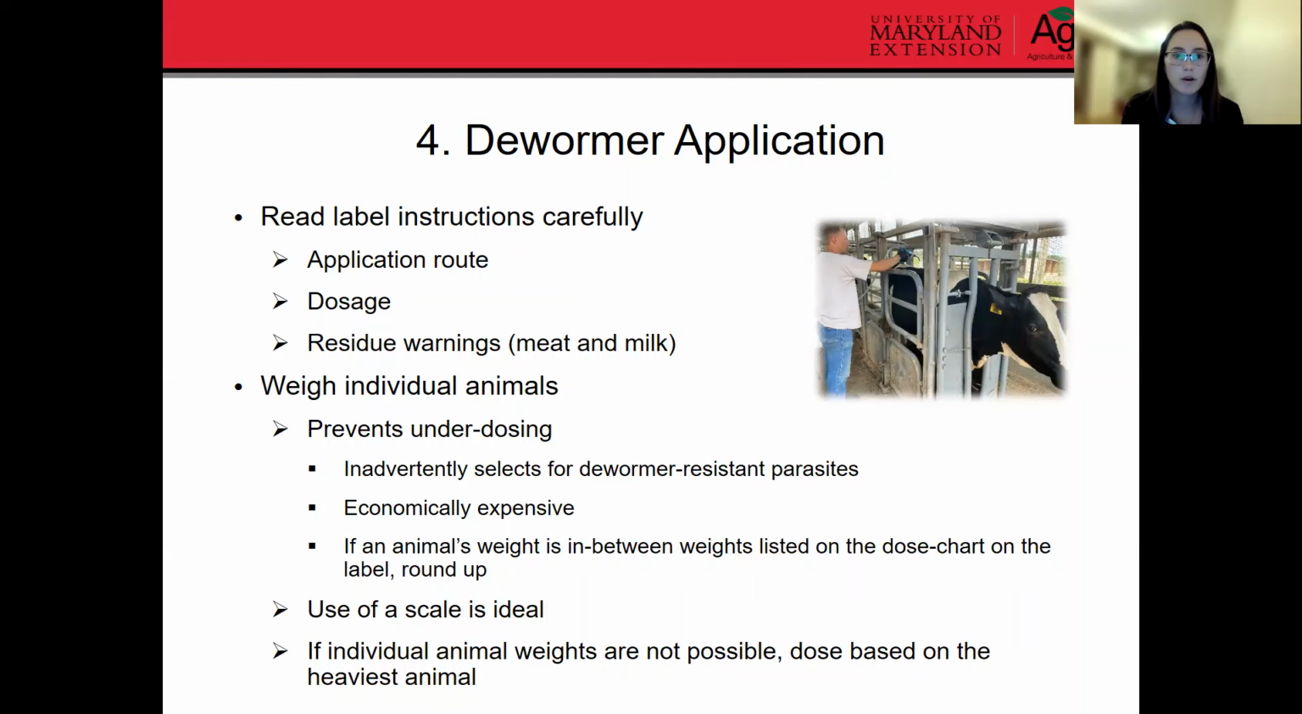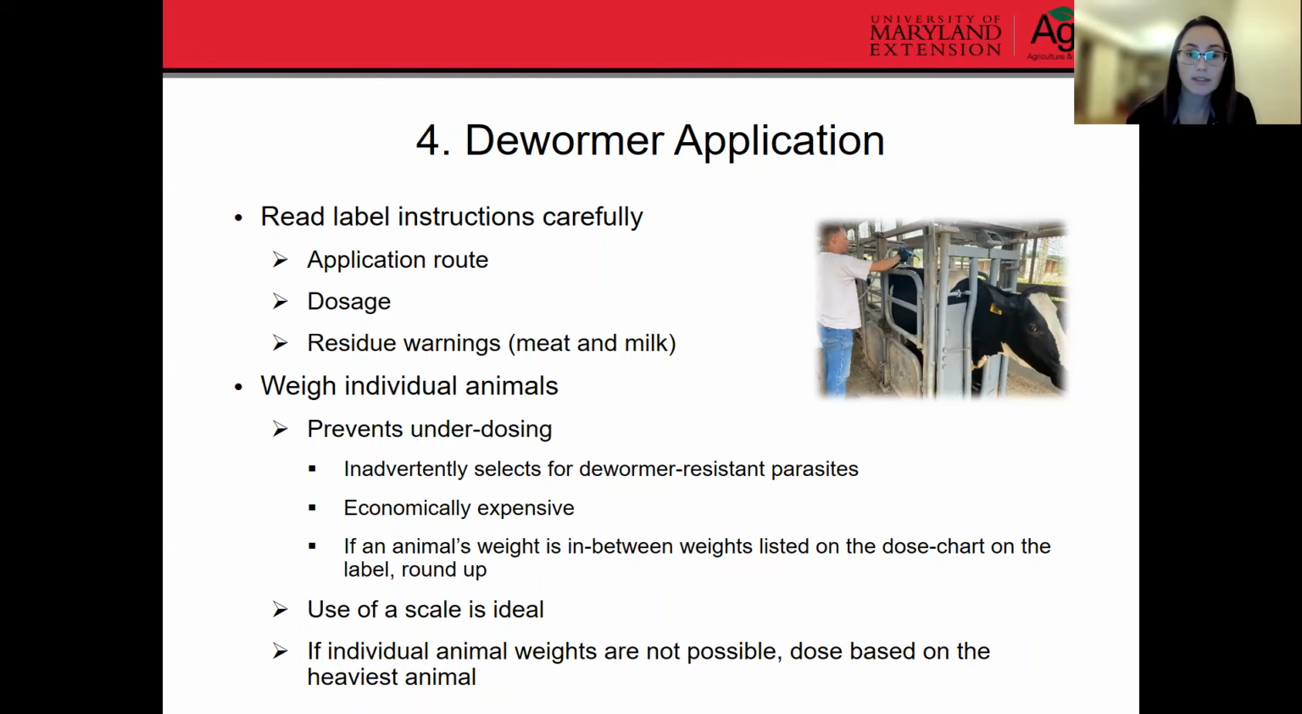As far as dosage goes, it's really strongly recommended to weigh animals individually, if at all possible, before deworming them, so you can accurately determine the dose that they need. This prevents underdosing, which inadvertently selects for dewormer-resistant parasites. Underdosing is also economically expensive because you're not applying an effective dose to the animal, so you're not going to really see any impact on the animal. And it's also, as I mentioned, not good in terms of developing dewormer resistance.